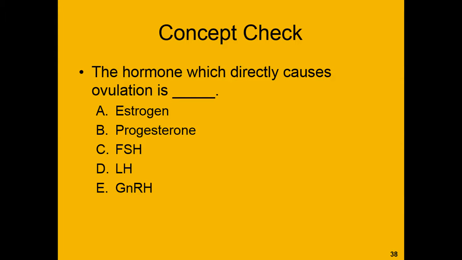So, class concept check. Which hormone directly causes ovulation? Go ahead and pause this video or rewind it, or check your textbooks, whatever you need to do to get me an answer. 5, 4, 3, 2, 1. Alrighty, the correct answer is D, luteinizing hormone, the one that directly causes ovulation.